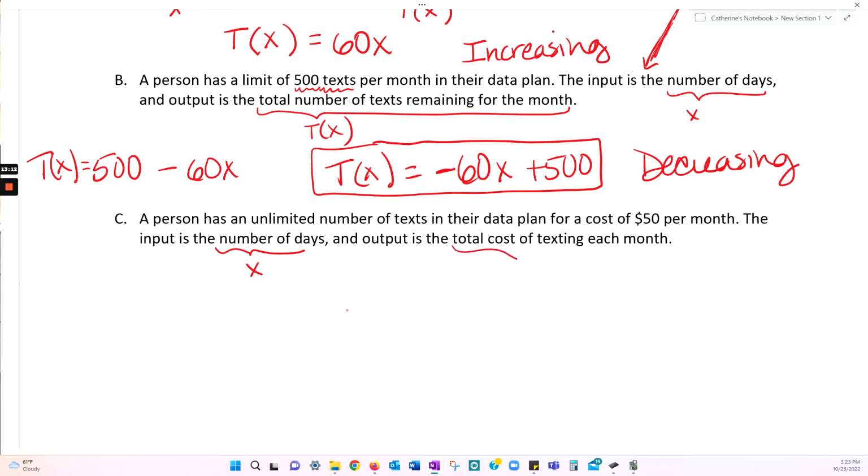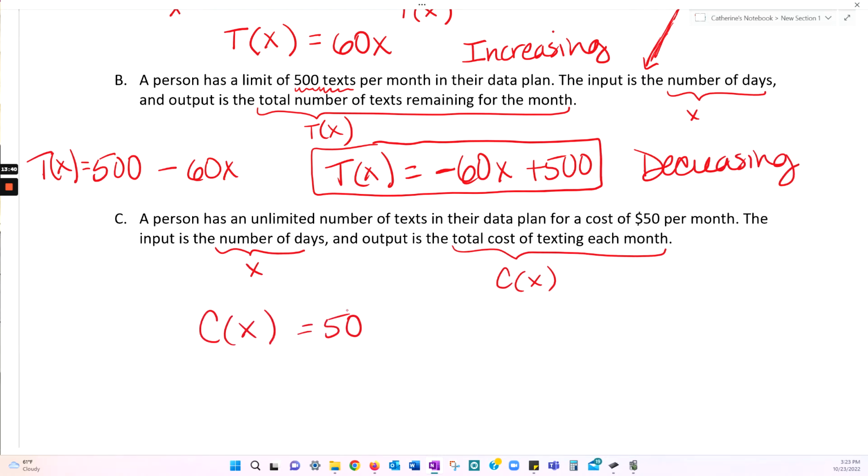And just to be weird, I'm going to use C for cost. Normally with cost functions, we see C of x. And again, we're just looking at 1 month, just a random month. So unlimited number of texts. Doesn't matter how many text messages this person sends. It's going to cost $50 for 1 month. So it's just C of x equals 50.